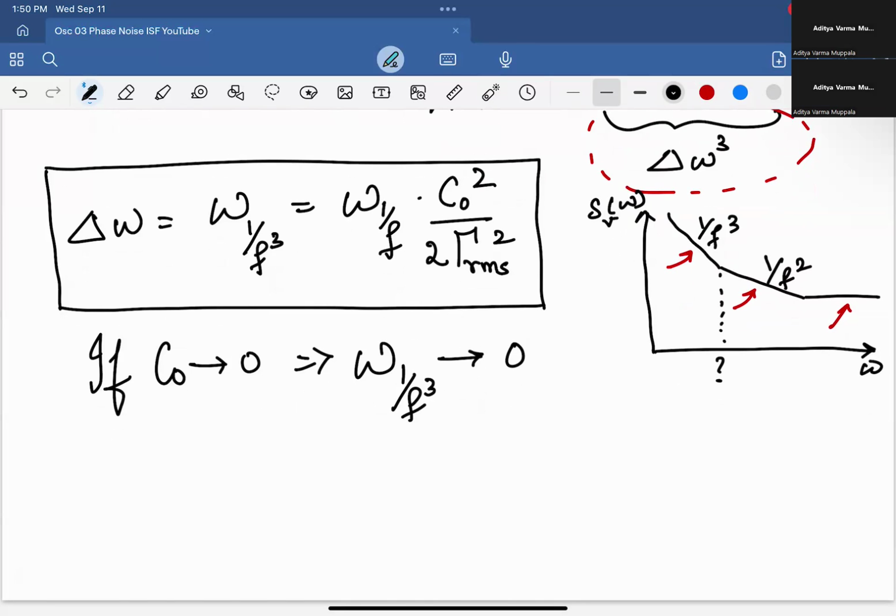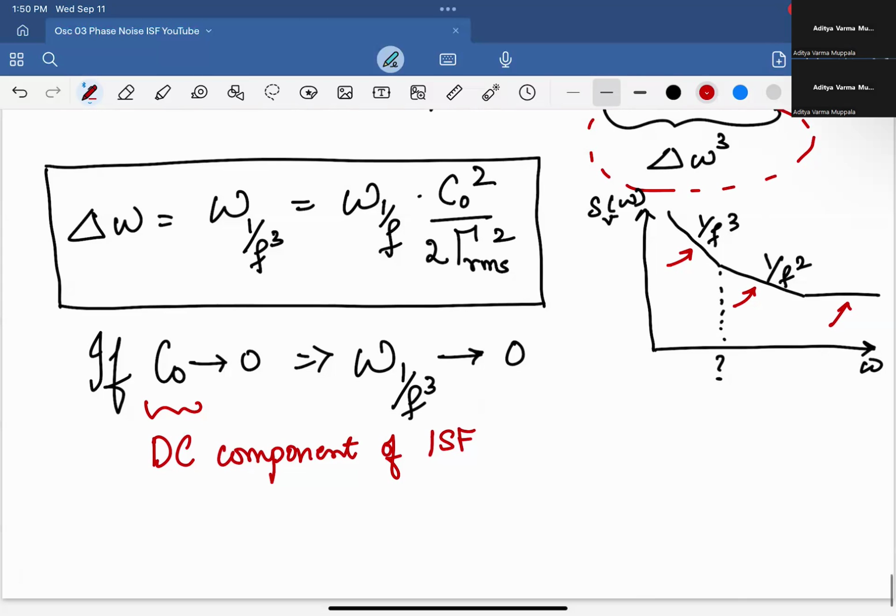Okay. So the 1 over f cubed term in phase noise is a strong function of C naught. So what is C naught? This is the DC component of the ISF, because it's the zeroth coefficient of the Fourier series of the ISF.